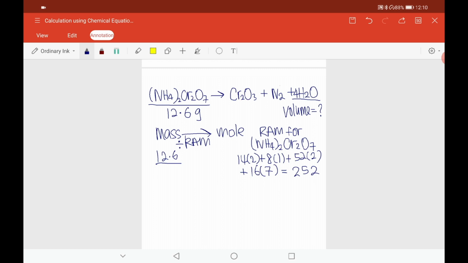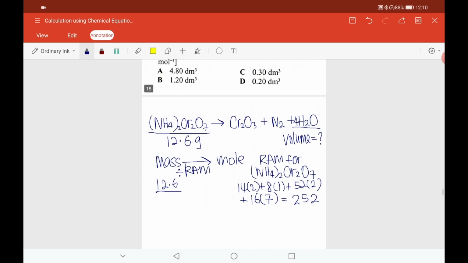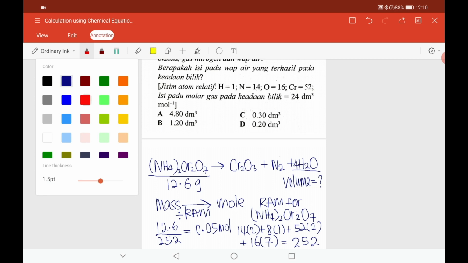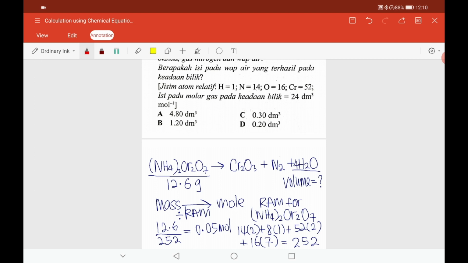So now what we have is this. We take 12.6, divide the RAM, 252. So the answer we will get is 0.05. The unit is mole. So now we found the mole for the substance, 0.05 mole.